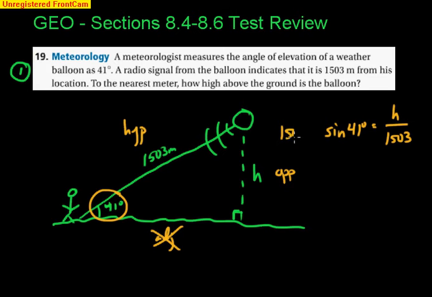And we go ahead and multiply both sides by 1503. That gets the H all alone by itself, and 1503 times the sine of 41 degrees comes out to be 986. And it says to the nearest meter, that is no decimals, 986 meters, and that's the height of this balloon. Always draw a picture, always label your picture opposite, hypotenuse, and adjacent.